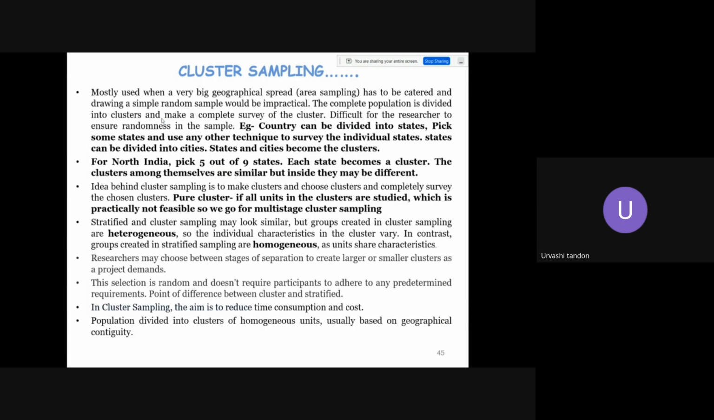Then another important sampling technique is your cluster sampling, right?